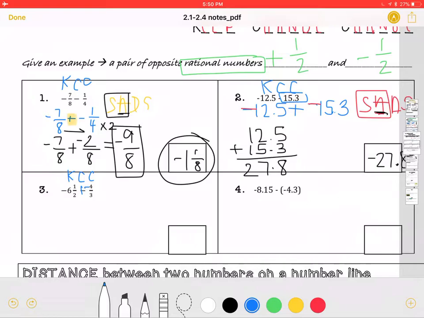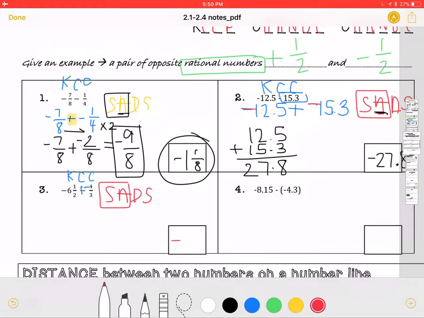Now that we have an addition problem, I'm thinking of SADS again. And hopefully you're going to ask yourself, do these have the same signs or different? I see the same again, so we're going to add them and keep that same sign. So maybe you want to put that sign in your answer box. It's going to be negative. Now notice, I see a mixed number and an improper fraction. In order to add these, you need to make them the same, whichever it is that you prefer.